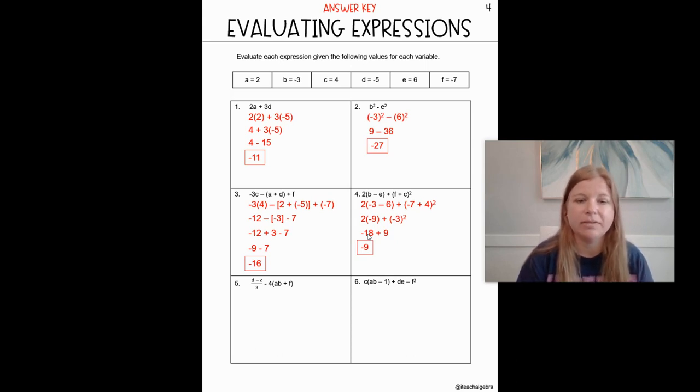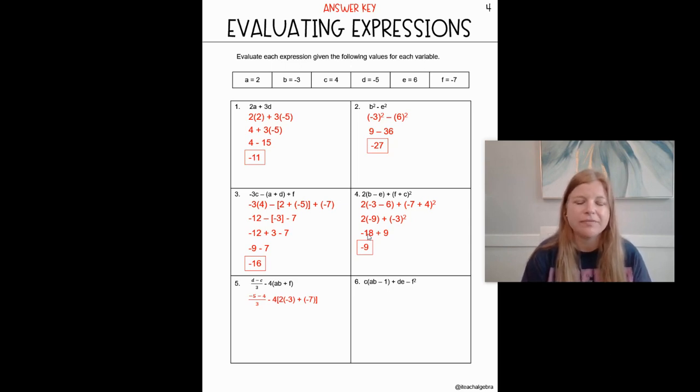Number 5. Ooh, there's a lot going on here. D minus C divided by 3. So we know the entire expression of D minus C is going to then get divided by 3, minus 4 times the quantity, or the sum, of AB, so A times B, and then plus F. A lot's going on, but first step, always let's plug in the numbers carefully for each variable. Okay, so you can check your work as I am showing you what's here. And now we can start evaluating.